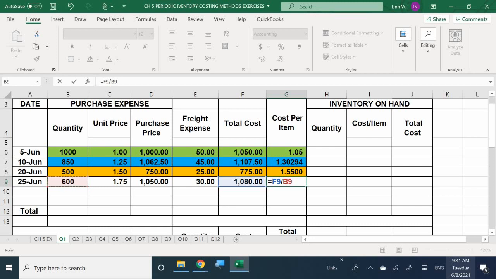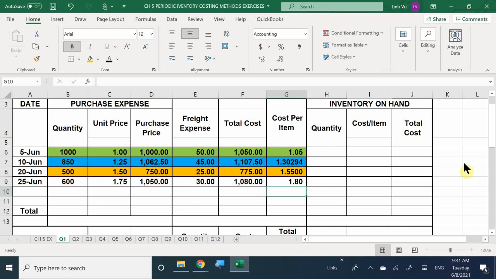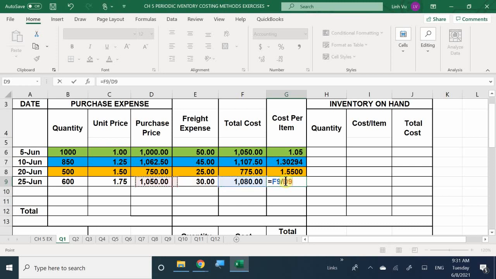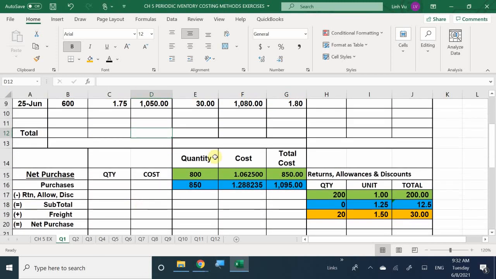Then the cost per item: the 1,080 divided by the quantity, which is 600, came to $1.80.